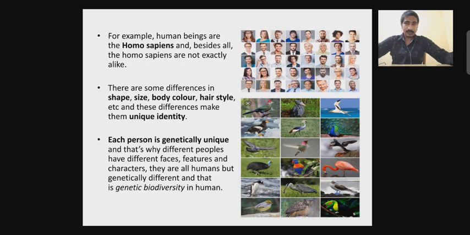Now, for example, like I said, the Homo sapiens, that means we human beings, we are not exactly alike. We have some differences in shape, size, body color, hairstyle, etc., which makes us unique, isn't it? So each person is genetically unique, obviously, even though we have our own set of genes. We have our own type of genes for which we are different from other individuals.